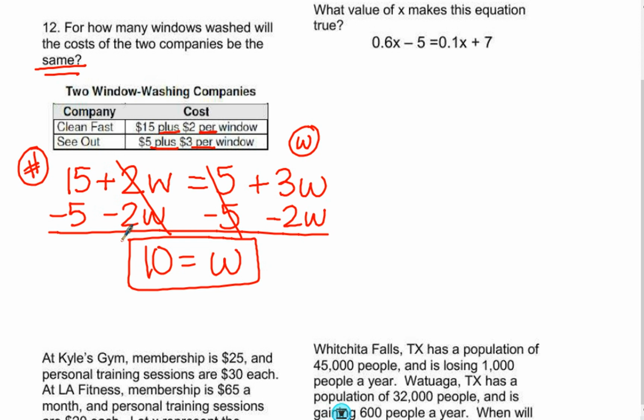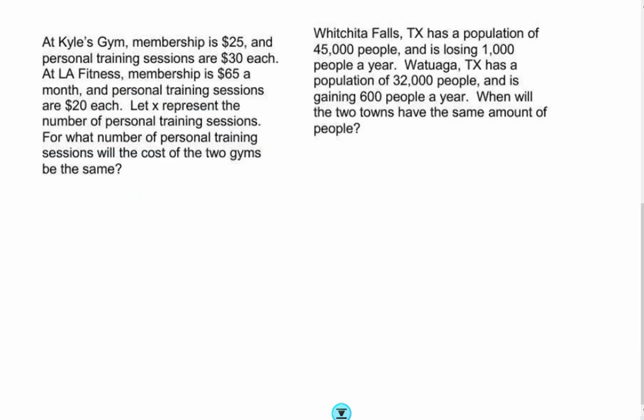Now remember, you can always take your variable and plug it back in for W to make sure that these two things are in fact equal. All right, and then the last one we're going to talk about here, I guess we could call number 14, 15, I don't know. Wichita Falls, Wichita has a population of 45,000 people, and it's losing 1,000 people per year. And then Watauga, Texas has a population of 32,000 and is gaining 600 people per year. When will the two towns have the same amount of people?